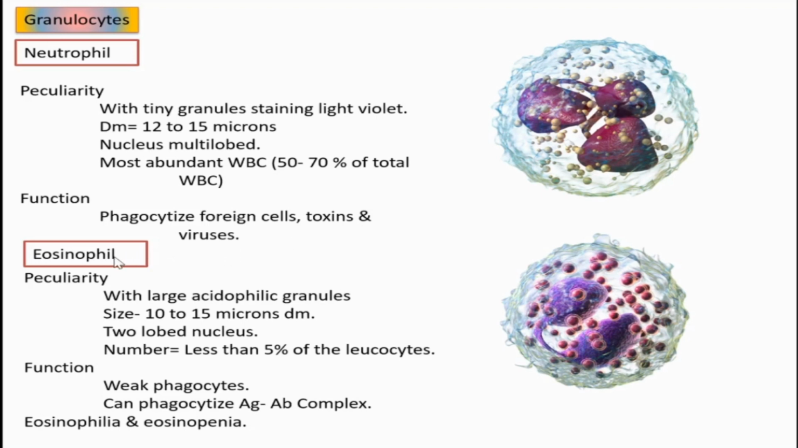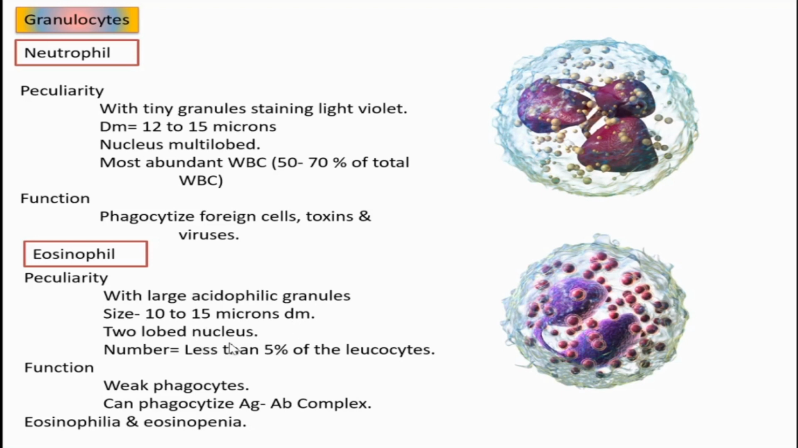Next is eosinophil. Eosinophil is this one, and here we can see only 2 lobes. And what are the other peculiarities? They have large acidophilic granules. Acidophilic means acid loving, which can be easily stained by acidic stain. Numerous acidophilic granules can be visible inside this eosinophil cell, and the size ranges from 10 to 15 micrometers. A two-lobed nucleus is present.